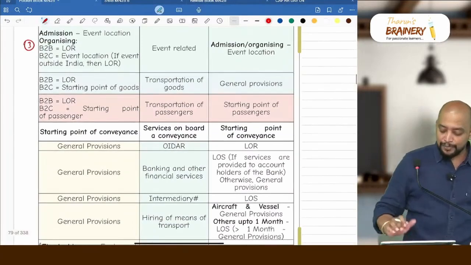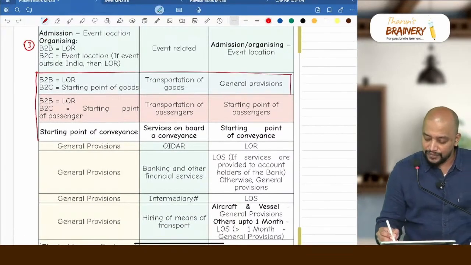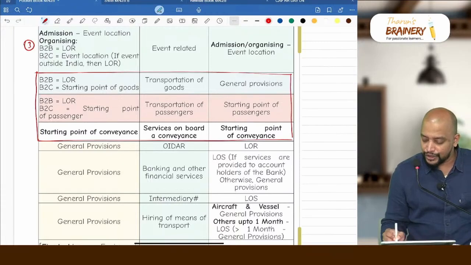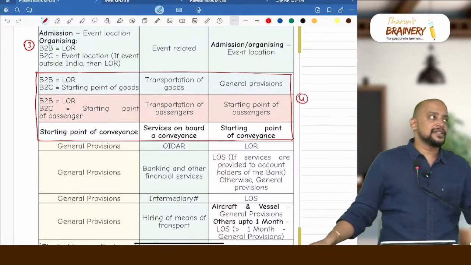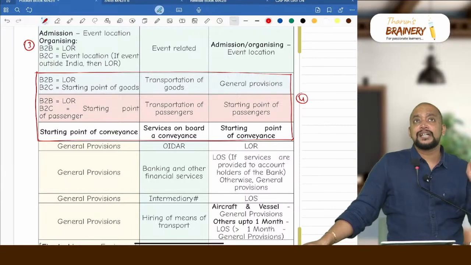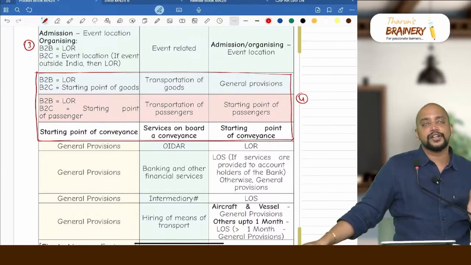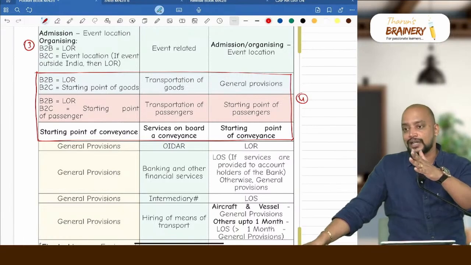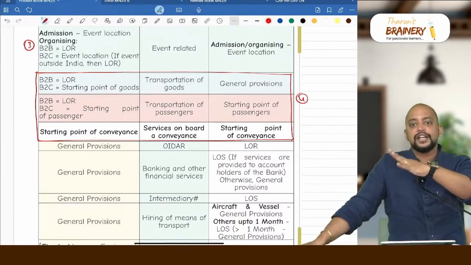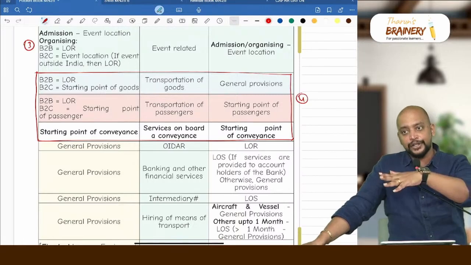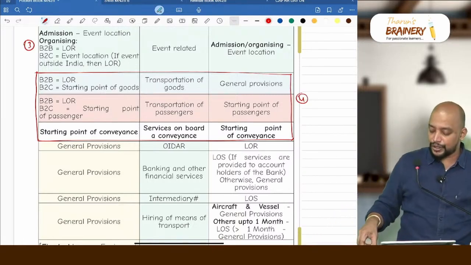Thereafter you need to complete the transportation related provisions. This transportation related will be point number 4 that you need to remember. In that, what you need to see: transportation of goods, starting point of goods; transportation of passenger, starting point of passenger; service on board a conveyance, starting point of conveyance. Whereas in section 13, the first case is the general provision for transportation of goods. Next, copy paste: starting point of passenger and starting point of conveyance. This is the 4th step that you need to remember.